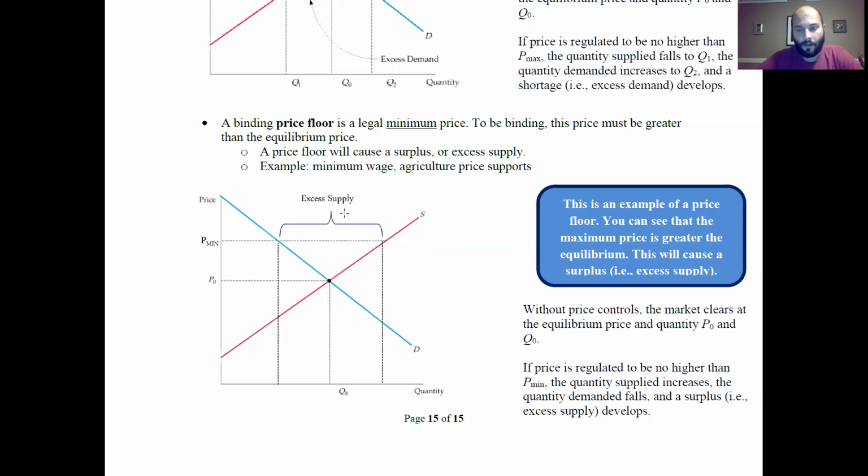So again, we'll talk a little bit more later in the class about what exactly happens in the market in terms of consumer and producer surplus when government intervenes.